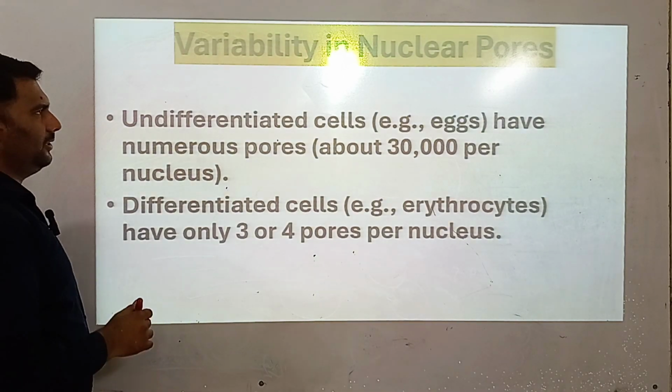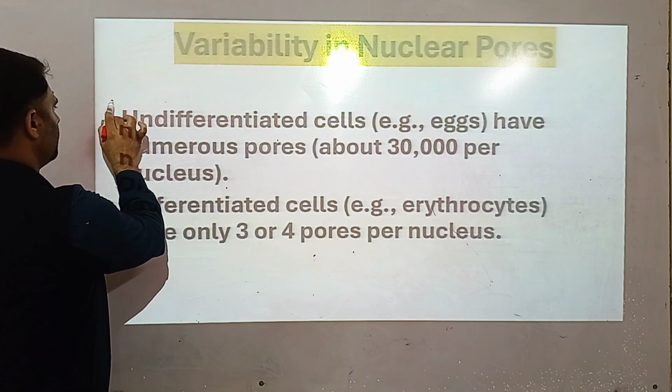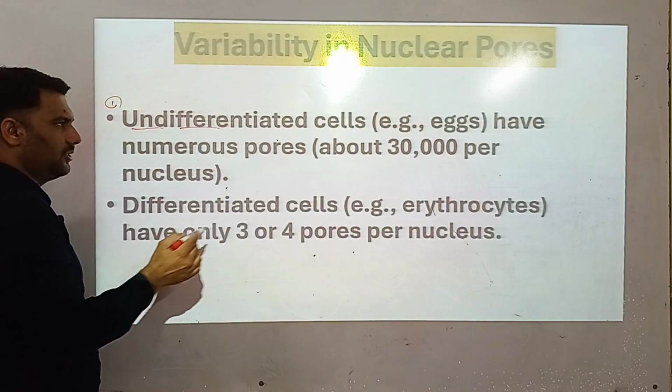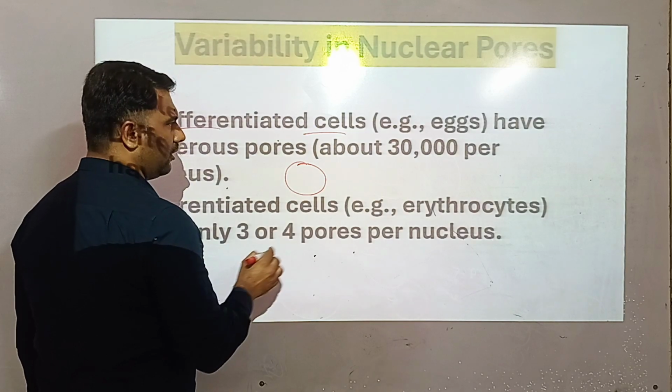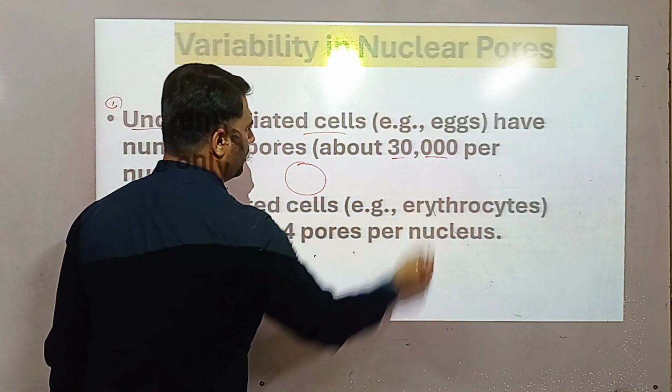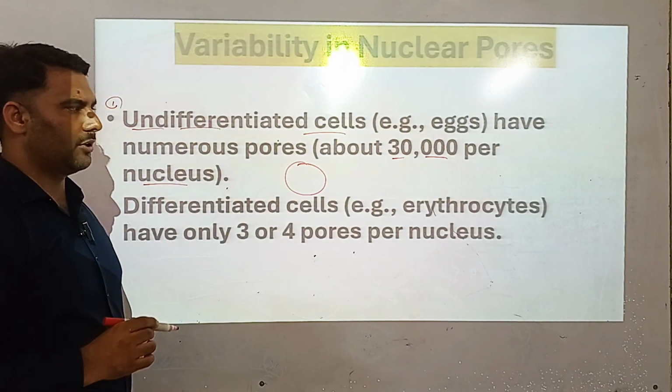So the variability in nuclear pores depends on the type of cell. First is the undifferentiated cell. This human egg is undifferentiated. The undifferentiated cell consists of 30,000 nuclear pores in its nuclear membrane.